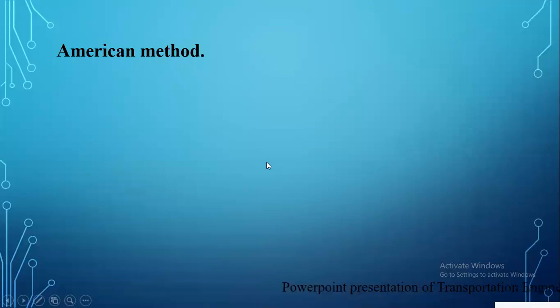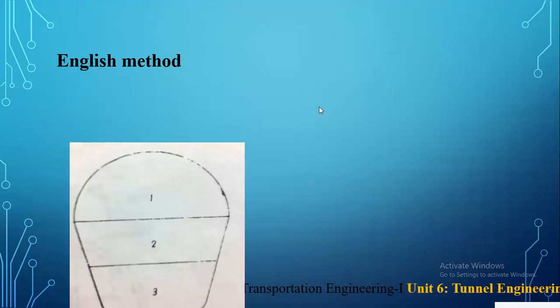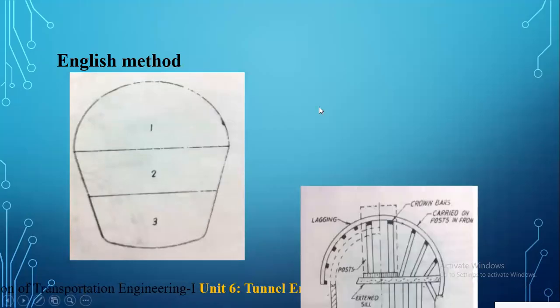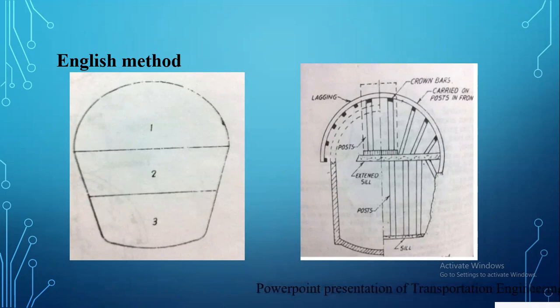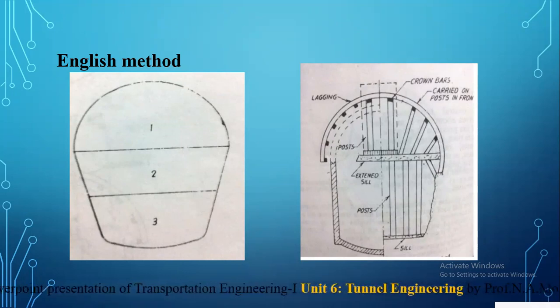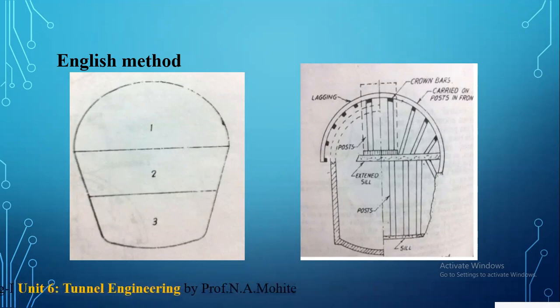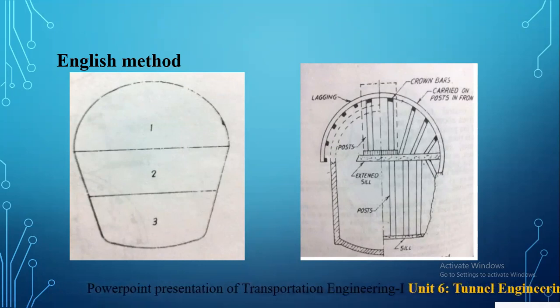Next one is the English method. The main characteristic of this method is that excavation of a full section of the tunnel can be done at a time, using longitudinal strutting and alternate masonry work during the excavation. Direct work can be done in the case of the English method.